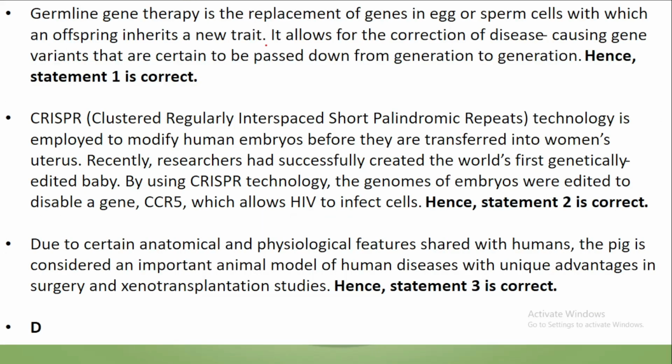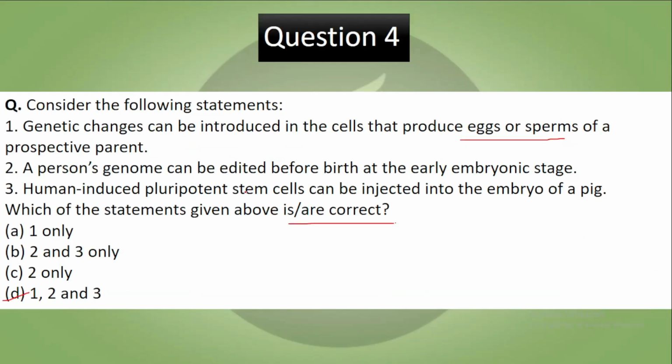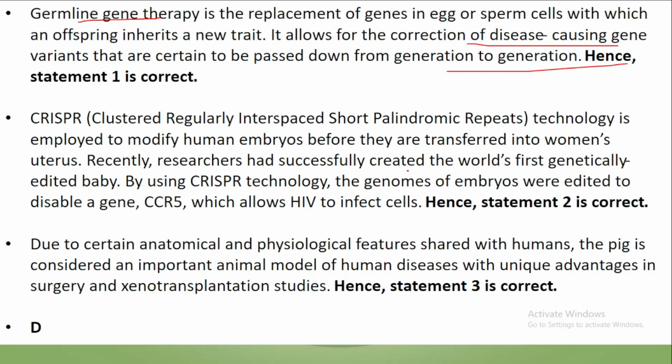So germline, this is known as germline gene therapy. It is a replacement of the genes in the egg or sperm cells with which the offspring inherited a new trait. It allows for correction of disease causing gene variants that are certain to be passed on from generation to generation. Statement first is correct. Rest other two are also correct. If you want, you can read more from here.